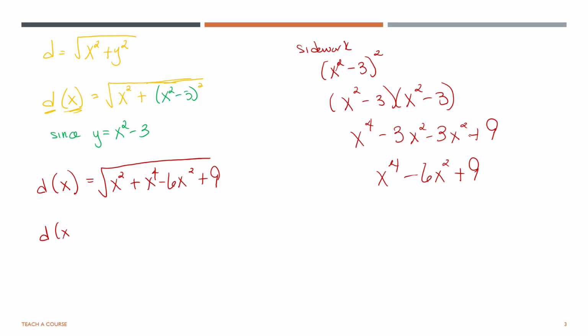And when you collect your like terms, you will end up with the square root of x to the fourth minus 5x squared plus 9. And I cannot do any more simplifying. I can't take the square root of them individually, so I leave them alone. Good? Okay, now they could ask me all sorts of questions after this. They could say find d of 0 or d of -1. And all I have to do is plug those numbers in for x and see what comes out for the distance. Agreed? Okay, let's scoot on to another one.